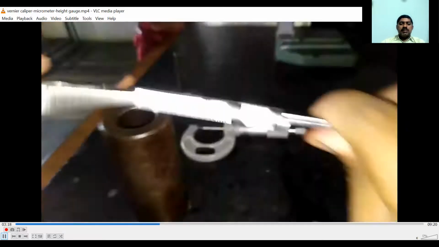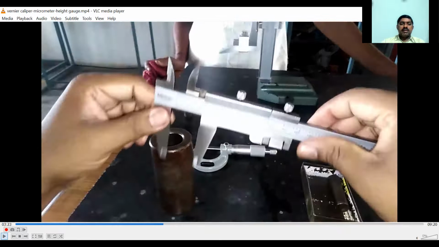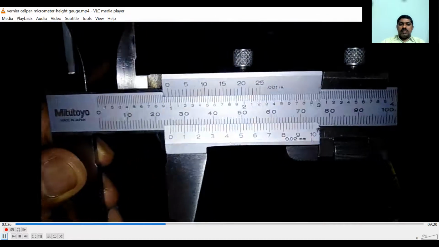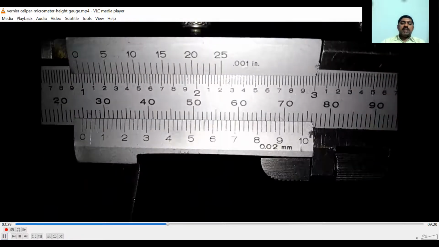So let us change the position of the workpiece. Again, we will take the reading. You see what is the measurement. So it is 25, right? And 0 is exactly coinciding with the main scale division. So 25 is the main scale reading and vernier scale reading is 0. That is 25 plus 0 into 0.02. We will get 25 mm only. Again, we will change the position of the workpiece and take the reading.